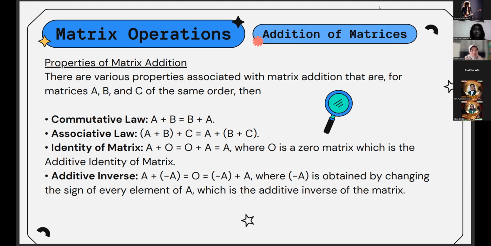The third one is the identity of matrix: A plus O equals O plus A equals A, where O is a zero matrix, which is the additive identity of matrix. And the last one is the additive inverse: A plus negative A equals O equals negative A plus A, where negative A is obtained by changing the sign of every element of A, which is the additive inverse of the matrix.